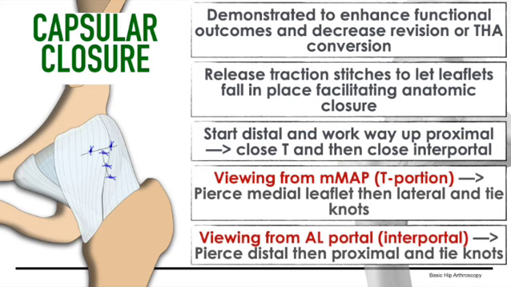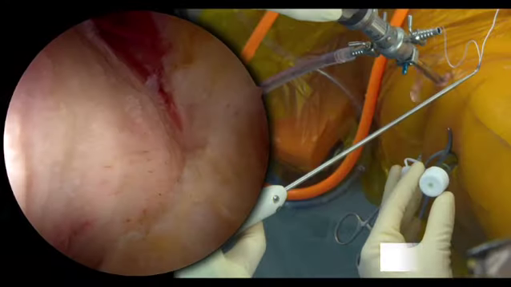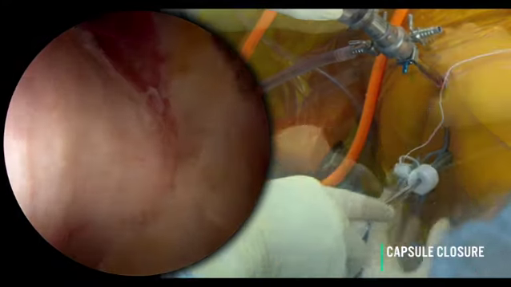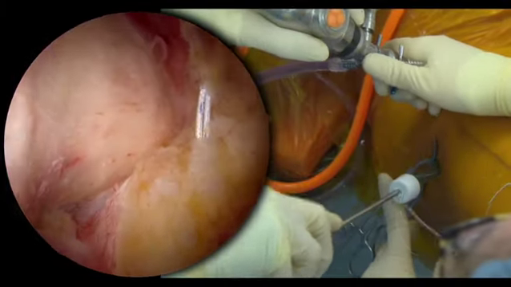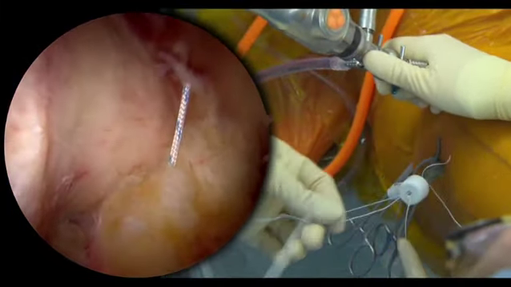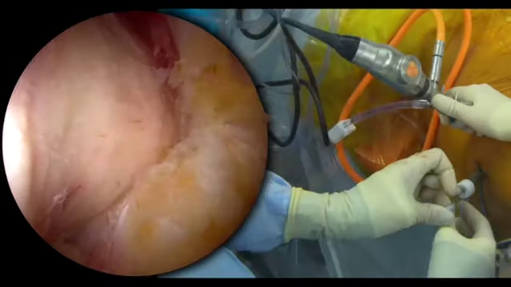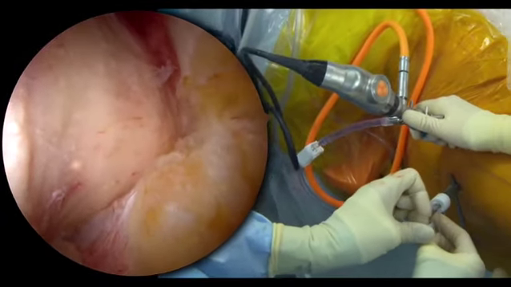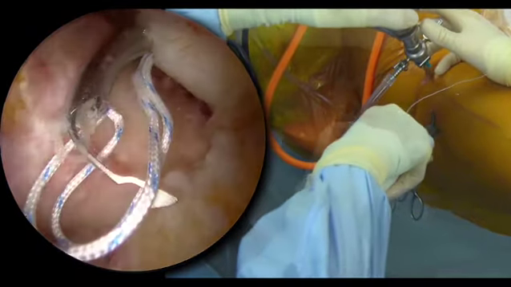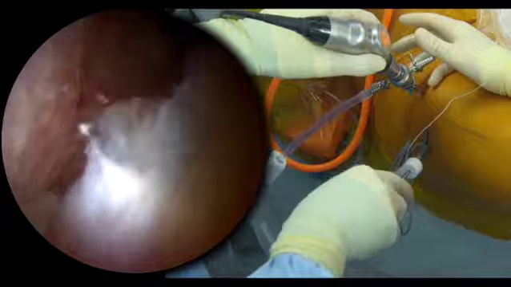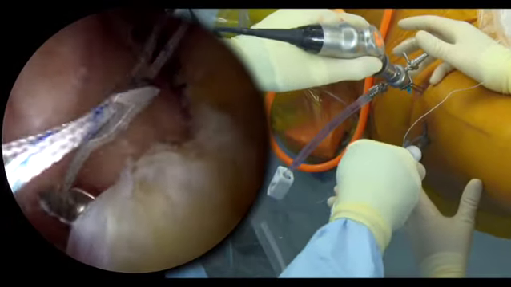Capsule closure is important as it enhances outcomes, while both the anterolateral and mid-anterior portals are utilized as working portals at some point. Next, the capsule is closed with the use of a suture passer. We start the capsular closure on the most distal aspect of the T-capsulotomy while viewing from the mid-anterior portal. This is done using a clear path cannula to avoid any suture tangling.